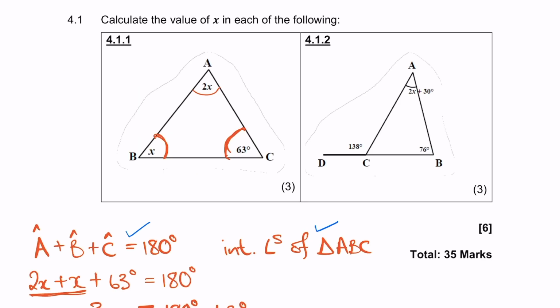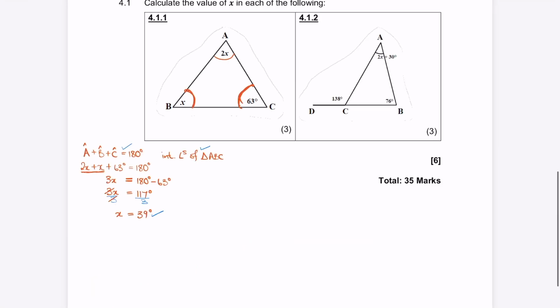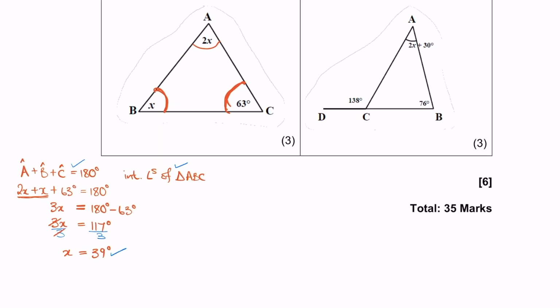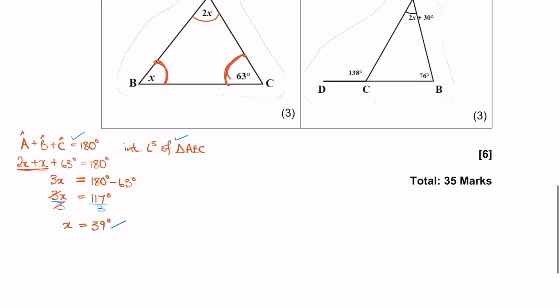4.1.2, we've got this triangle here, ABC, and it has a little extension here to D, which creates an exterior angle. And we've got angle A here equal to 2x plus 30 degrees, so that's the size of angle A, and the size of angle B is 76. We need to calculate the value of the unknown, which is locked in here. So let's see what we can do here to solve this problem.